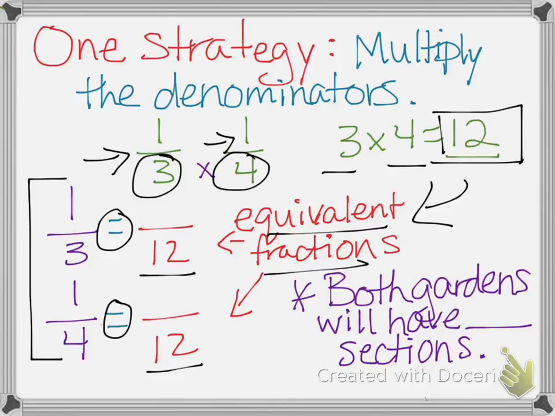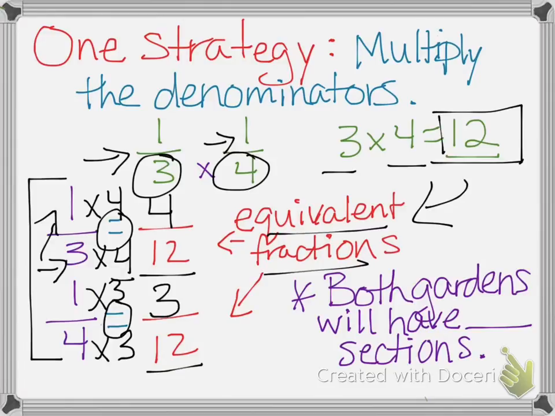So what times 3 equals 12? We know 3 times 4 equals 12. So 1 times 4 equals 4. Whatever we do to the bottom, we do to the top. The next fraction, 4 times what equals 12? 4 times 3 equals 12, so 1 times 3 equals 3.